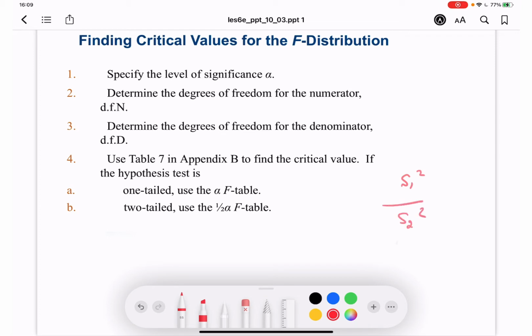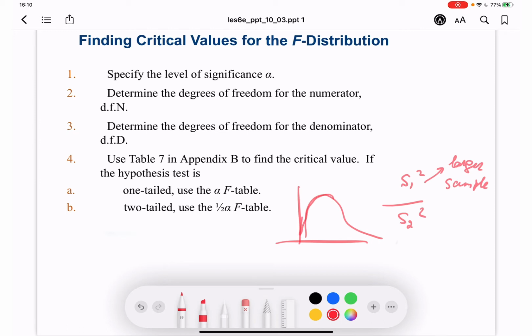It always goes in the numerator. This is for larger samples. So the larger sample is taken as S1 in the numerator, and the small one goes to the denominator. The larger sample variance always goes in the numerator to make it a right-tailed test, and right-tailed tests are always easy to calculate. This is why our F distribution, you see, is a right-tailed test.